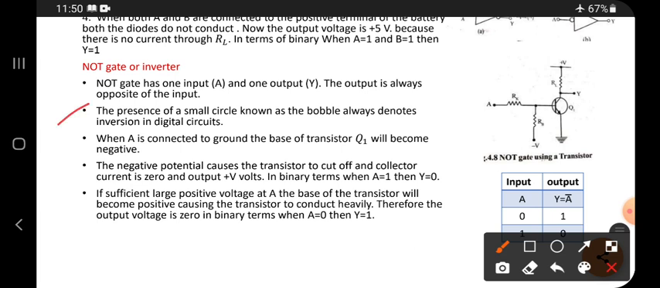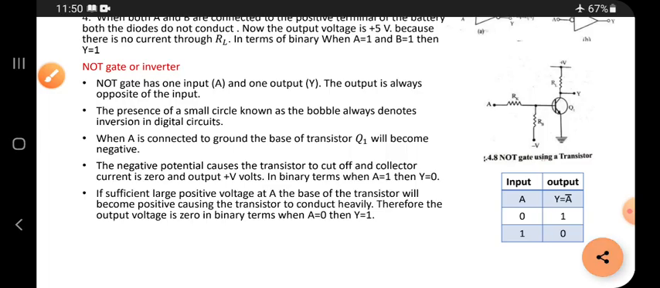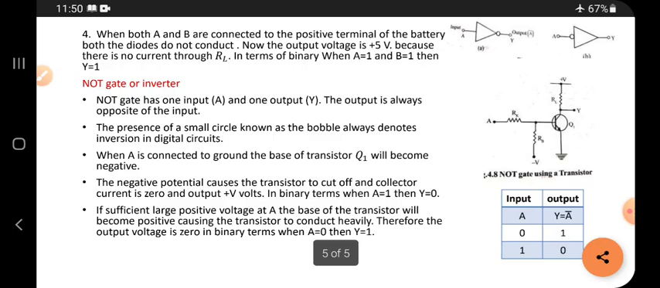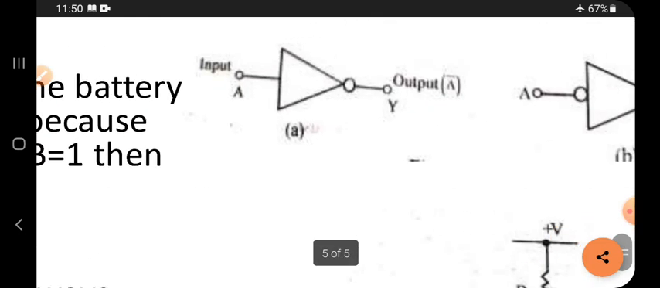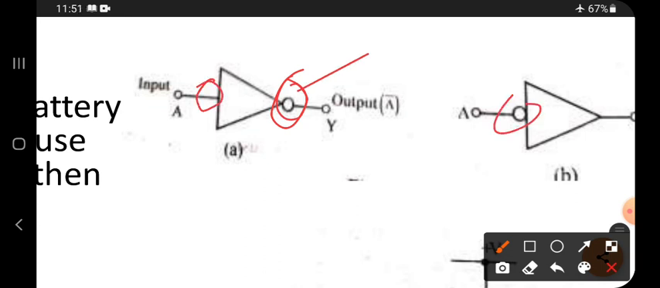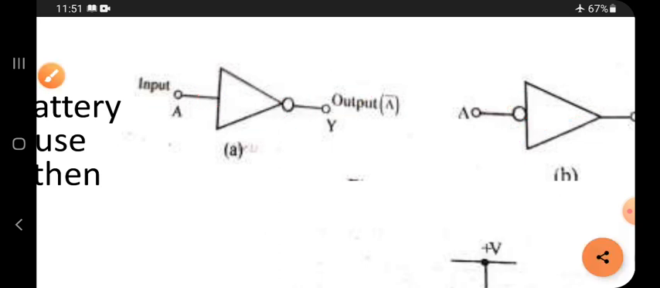The presence of a small circle known as the bubble always denotes inversion in a digital circuit. Here, the bubble in the diagram. This is the bubble. You can keep this bubble at the front side or back side also, like this. Anywhere you connect the bubble, it is a NOT gate diagram.